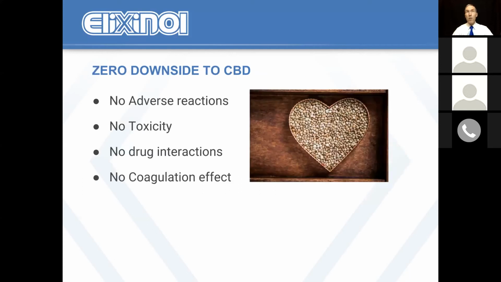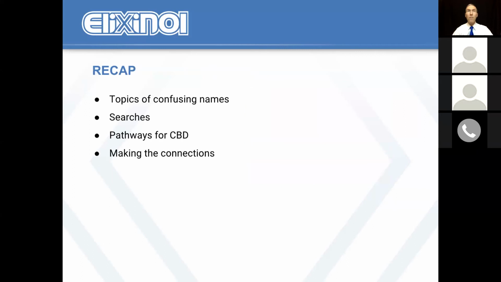And one other reminder for you: there are zero downsides to cannabidiol. That's why it's so easy to make bold changes in the serving sizes that patients are getting, because you're not getting adverse reactions, you're not getting toxicity, you're rarely getting any drug interactions, and there are no coagulation effects, so you're not going to interfere with any bleeding times, or if somebody is on an anticoagulant at all.